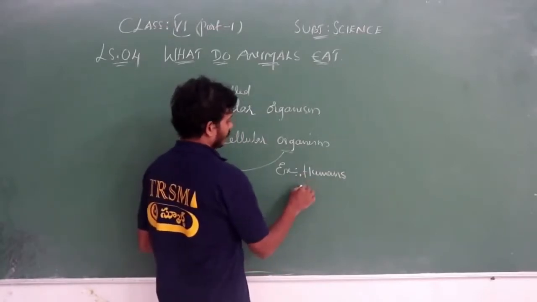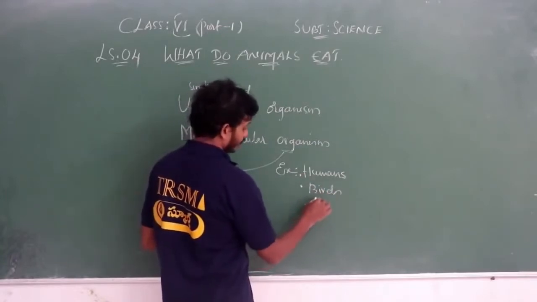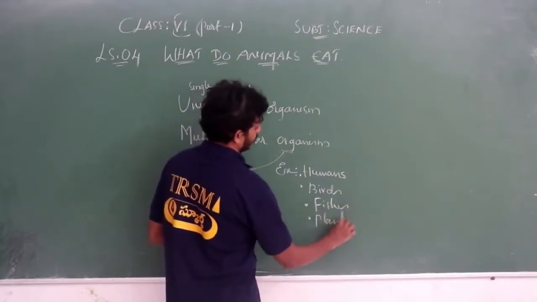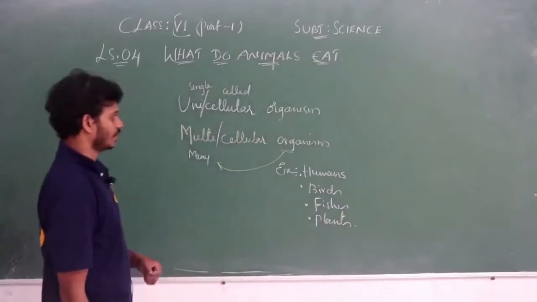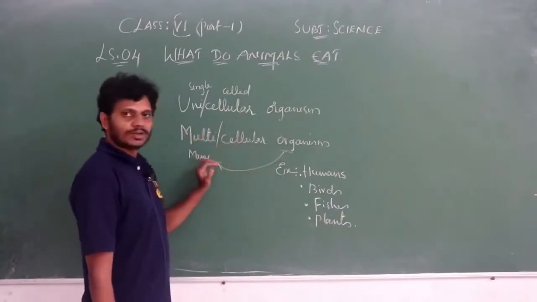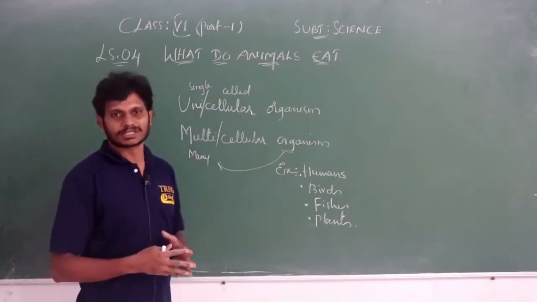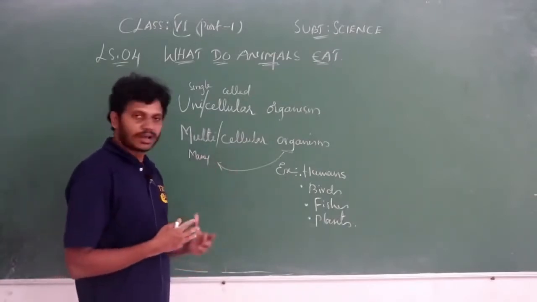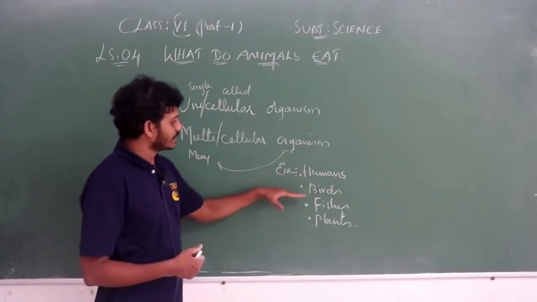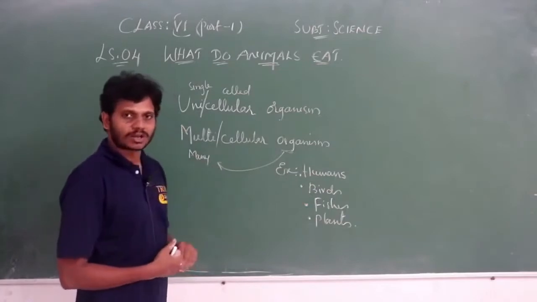What is the other one? Birds come under this. And fishes, plants also come under multicellular organisms. Multicellular organism means its body is made up of many cells, numerous cells are present. So examples for multicellular organisms are human beings, birds, fishes, plants. All of these come under multicellular organisms only.